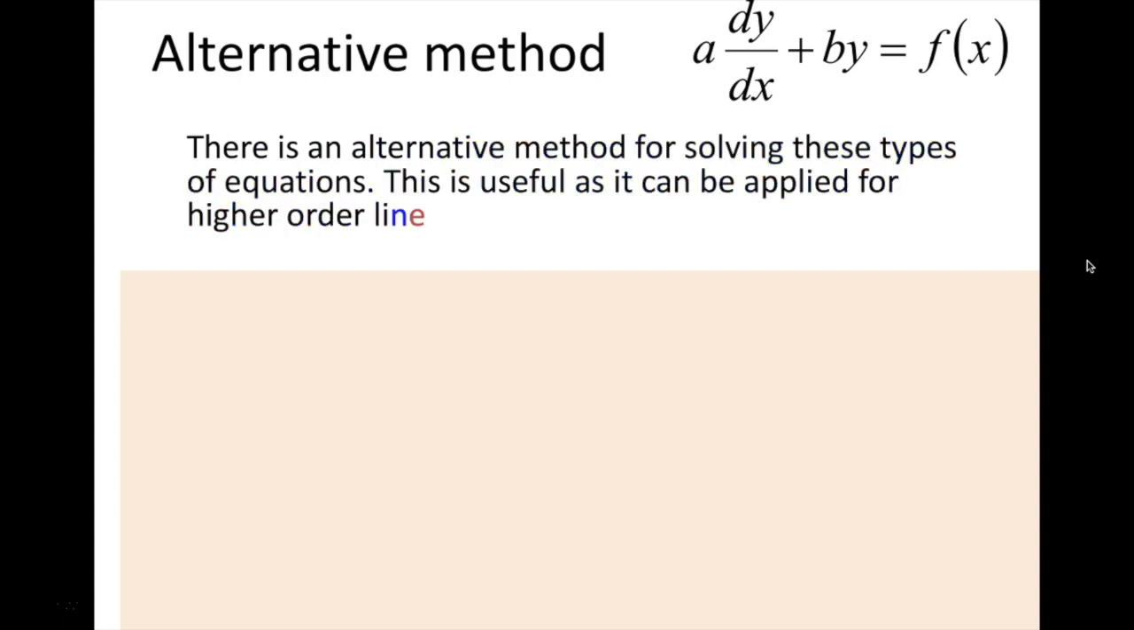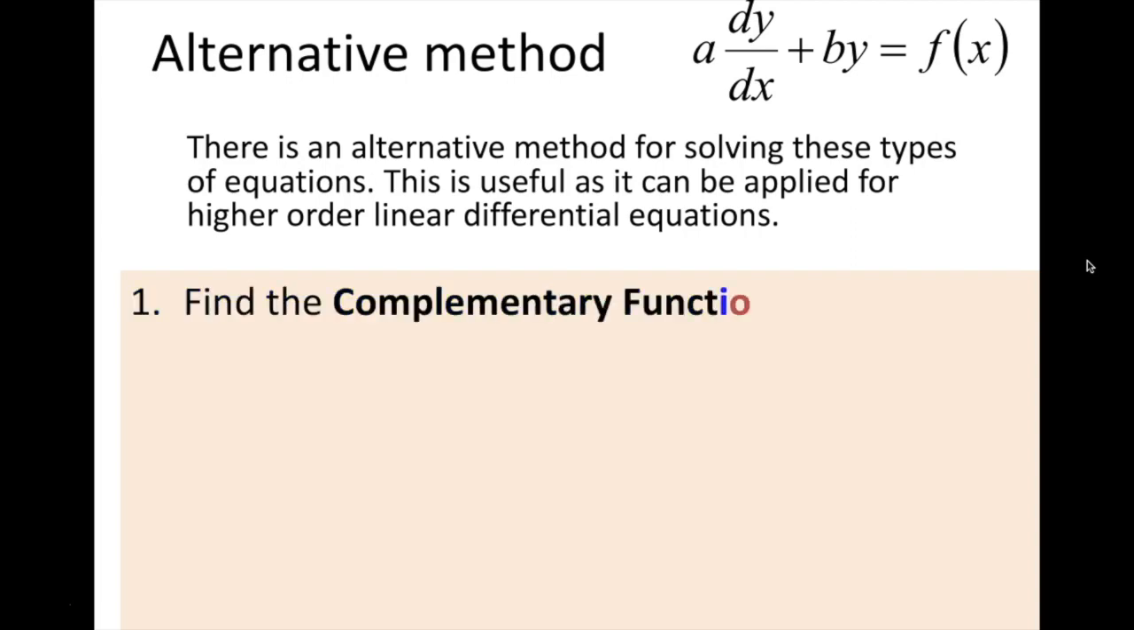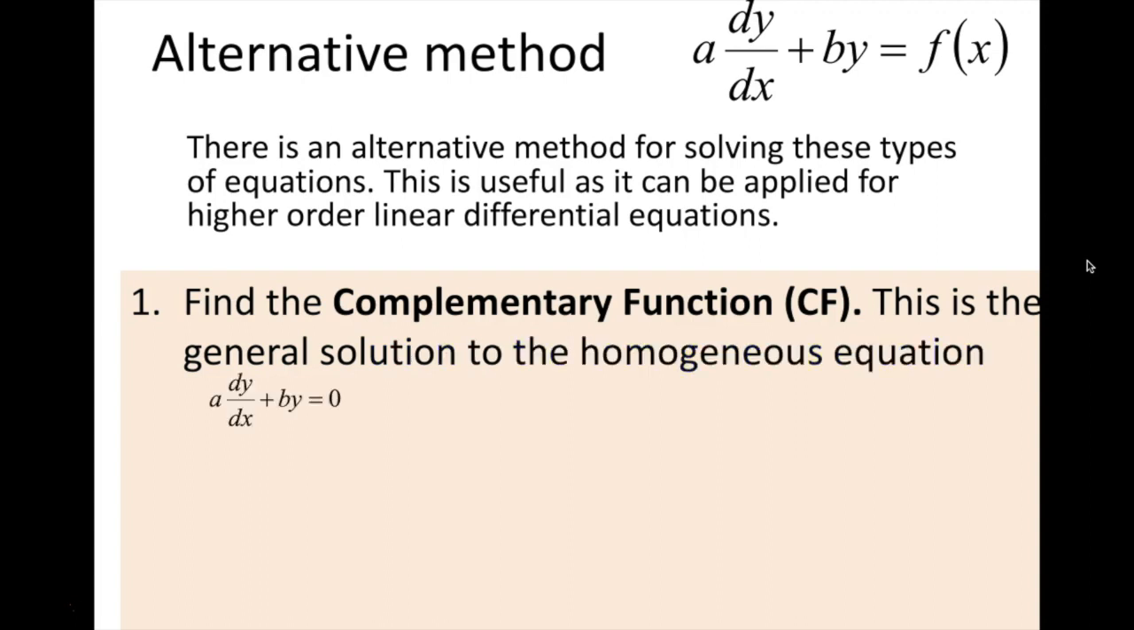This alternative method is useful when you will be solving many higher order differential equations, let's say second order or third order differential equations. First, you find the complementary function, or just the CF. It is the general solution to the homogeneous case of the differential equation. This means you simply take the side that has the y's and equate it to 0. You keep away the f of x, the function of x, for now, and then you solve it to get the complementary function.